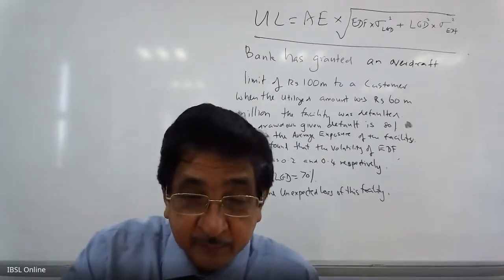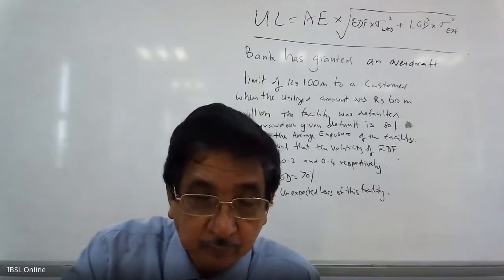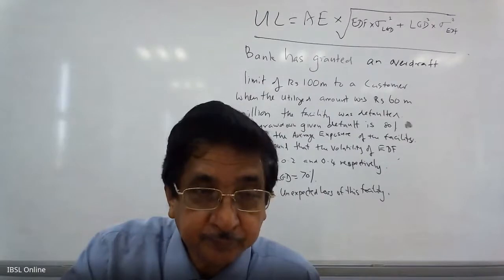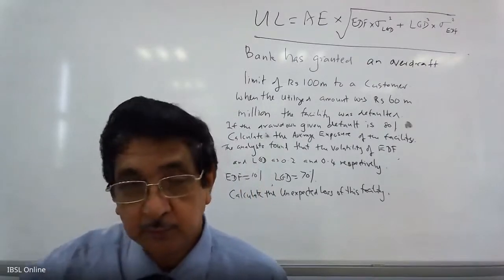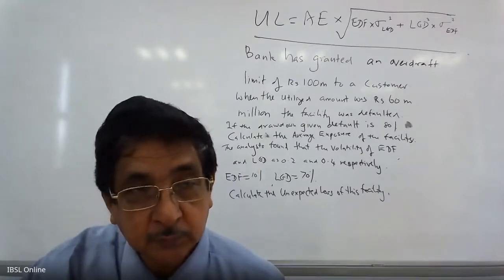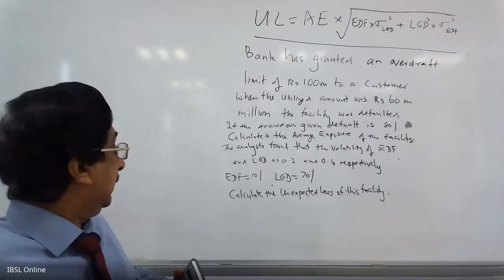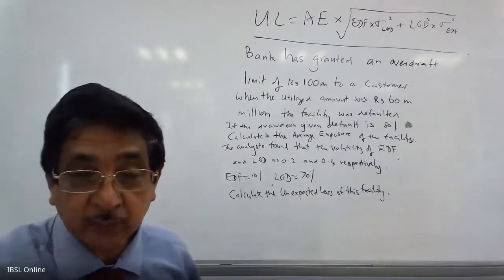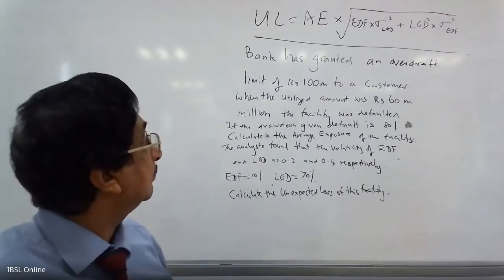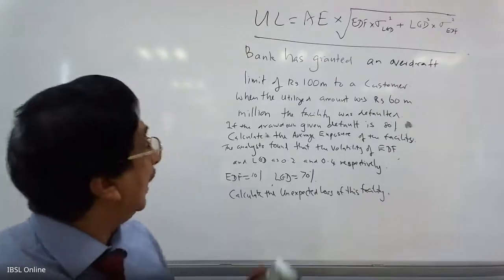Anyone who calculated the average exposure? It's 92 million. 60 plus, the unutilized amount is 40 into 80%. Yes, 92, correct. 92 million is the average exposure. That is correct. Then you need to apply the formula for the others. The formula is given on the board.